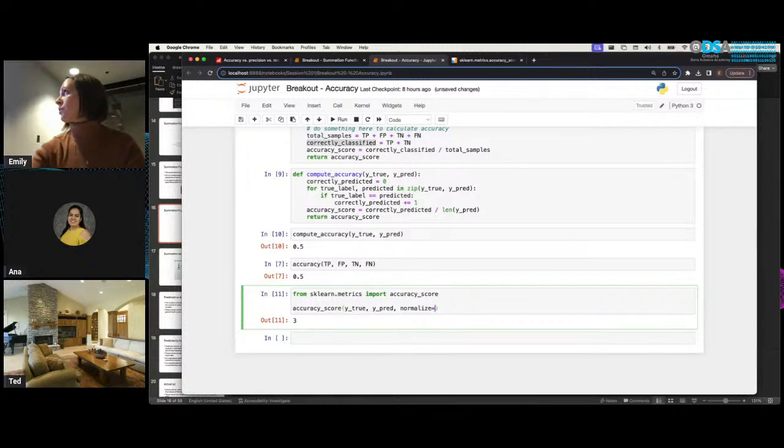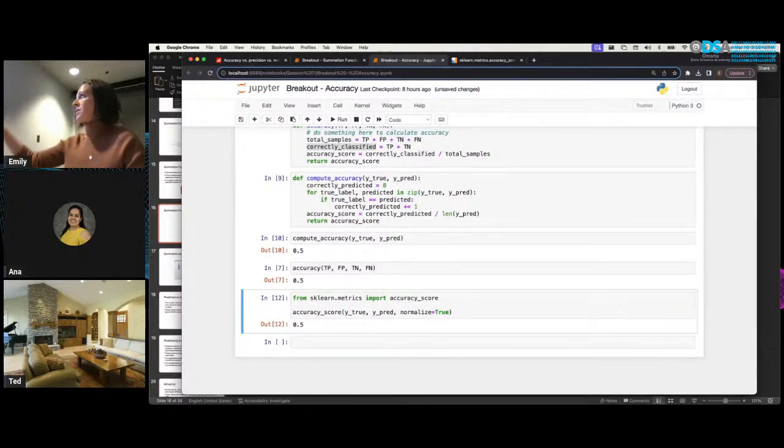But if normalize equals true, it's going to normalize that to your data set, which makes sense as the default, because if you classified 3 correctly, it makes a difference whether you have 6 examples or 100 examples, what percentage were correct. So normalize equals true makes it a percentage. Normalize equals false makes it a count. Okay. Good question.